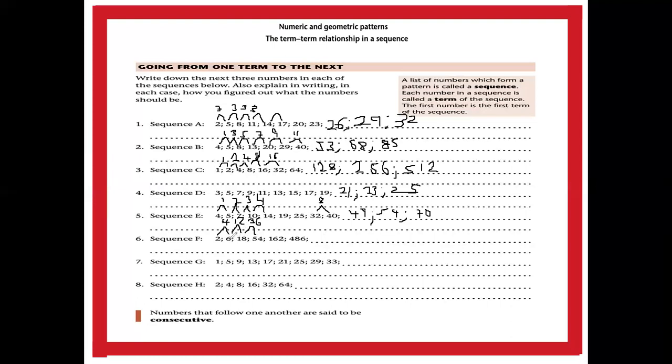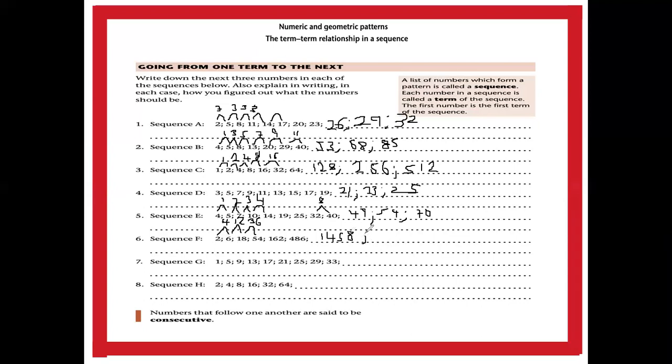What we are doing is we are timesing the previous number by 3. Okay, so 2 times 3 gives us 6, 6 times 3 gives us 18, 18 times 3 gives us 54, and 54 times 3 gives us 162. Then that times 3 gives us 486, and if we times 486, we can get the next 3 terms. So we get 1,458.